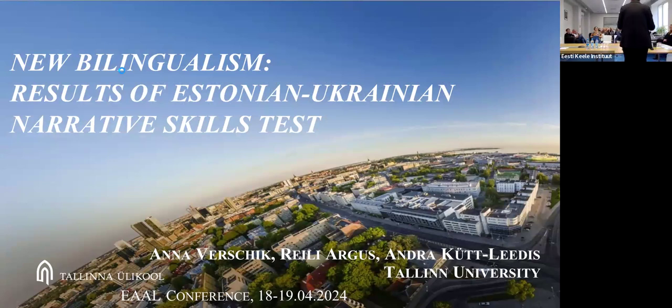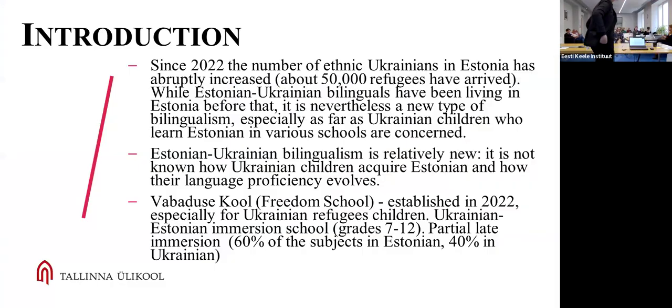So thank you. We are talking about Ukrainian again, but this time in Estonia, and the situation is quite different. Since 2022, the number of ethnic Ukrainians in Estonia has grown, especially when we are talking about refugees. 50,000 is the population of a big Estonian city, so it's quite considerable for a country such as Estonia.